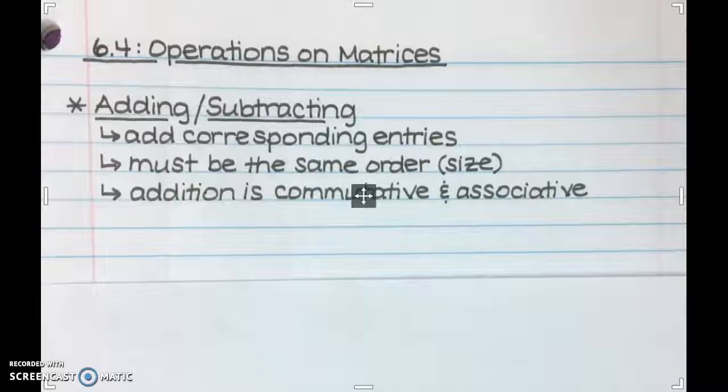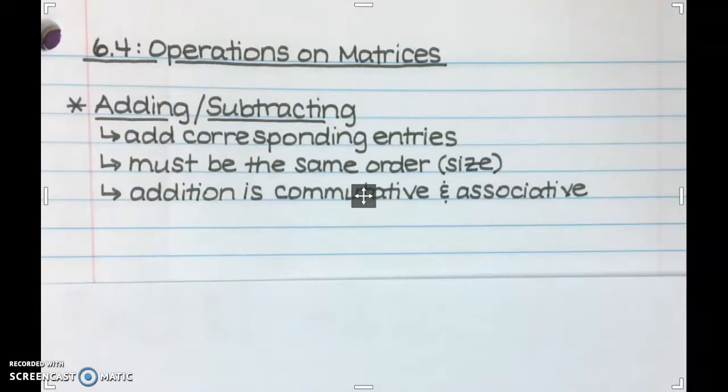In section 6.4, we're going to look at operations on matrices. By operations, we mean add, subtract, and multiply for today. When we add or subtract matrices, what we're doing is adding or subtracting the corresponding entries, the entries in the matrix that are in the exact same position. So in order to add or subtract, our matrices need to have the exact same size, or be of the same order.